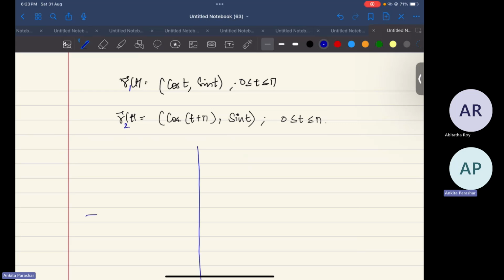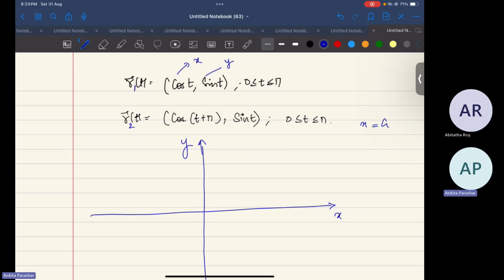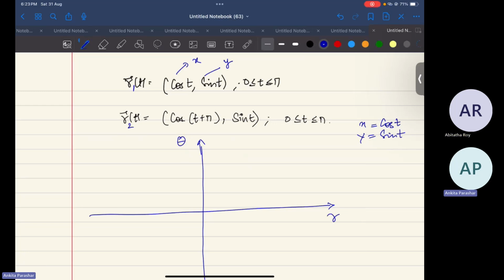Can you tell me what this curve basically is? This curve is not very difficult to draw. We have x coordinate, we have y coordinate. That means we are in the R2 plane. So let me write this as my x, this as my y, and x is cos t, y is sin t. If you remember the polar coordinates, this is my r, this is my theta. Let me change theta to t because we are working with t instead of theta. Now can you recognize what kind of curve it is?